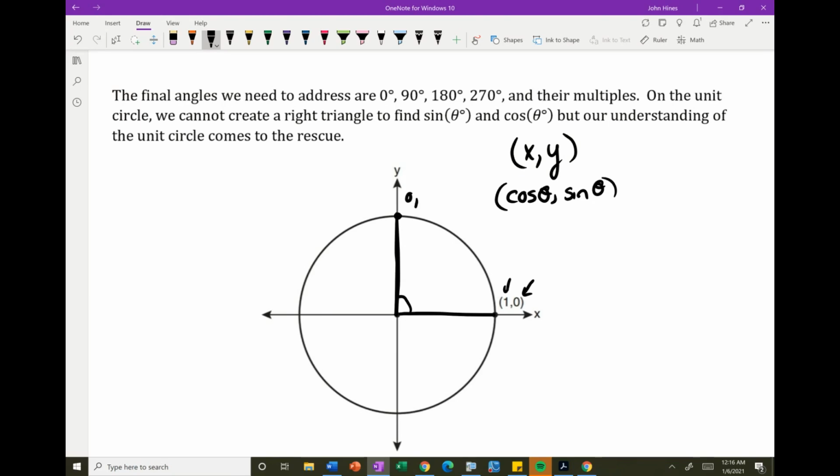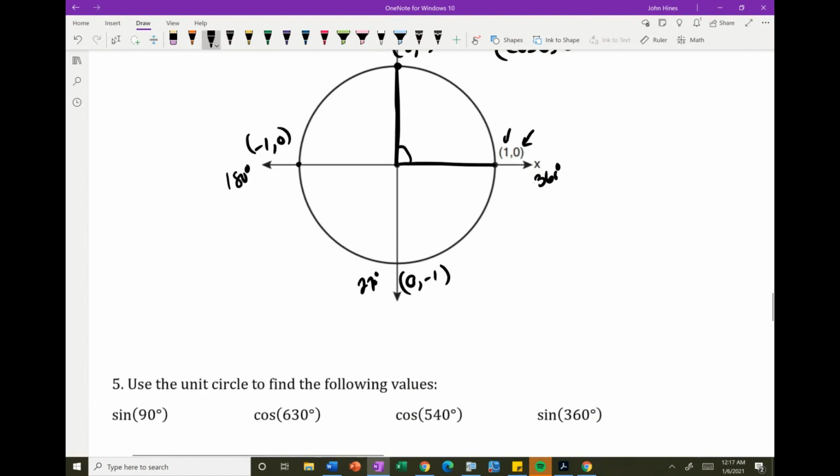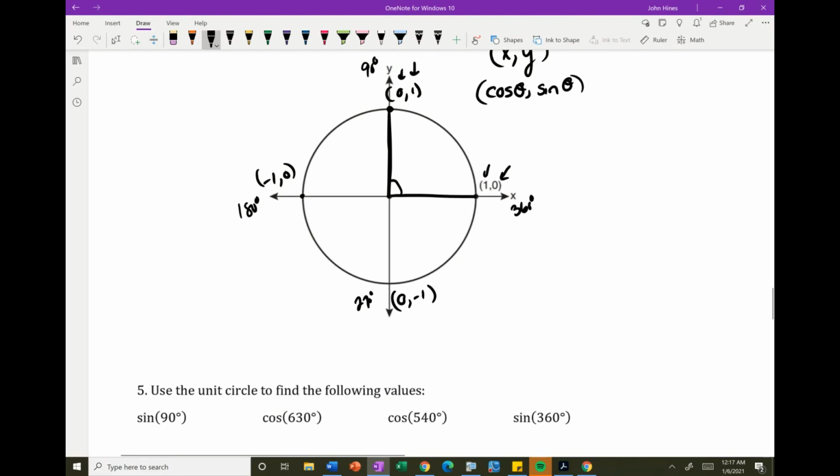This is the point 0, 1, cosine sine. Negative 1, 0, right? Negative 1, don't go up or down at all. And that's 0, negative 1 there. So using these 4 points on the unit circle, I can deal with 90 degrees, 180 degrees, 270, and 360, or their coterminal angles there. So when I say the sine of 90, I go to 90 degrees and I say, wait a minute, x or y? Sine is y, so the sine of 90 is 1.